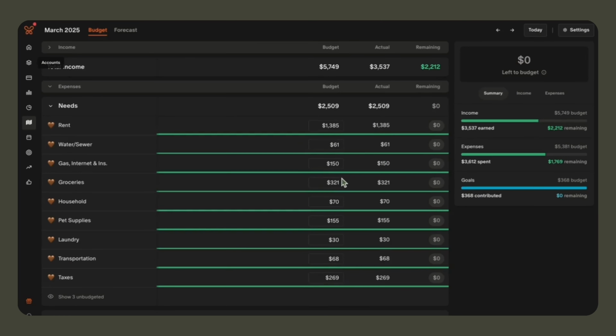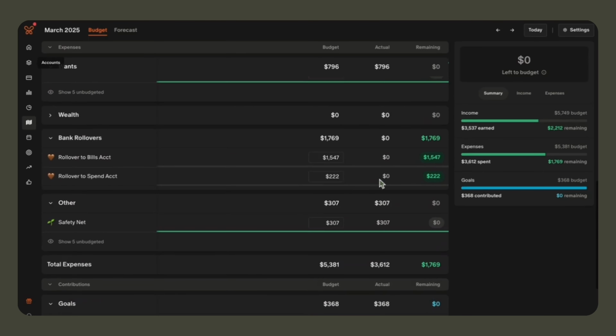So after I zeroed out all of my categories, I went and compared my leftover numbers in my bank account, and these numbers were in fact accurate. So at the end of March, I had $1,547 in my bills account, and that is because rent is due on the 1st, so I have to have the money in the account the last day prior. And then for my spending account, I had $222.